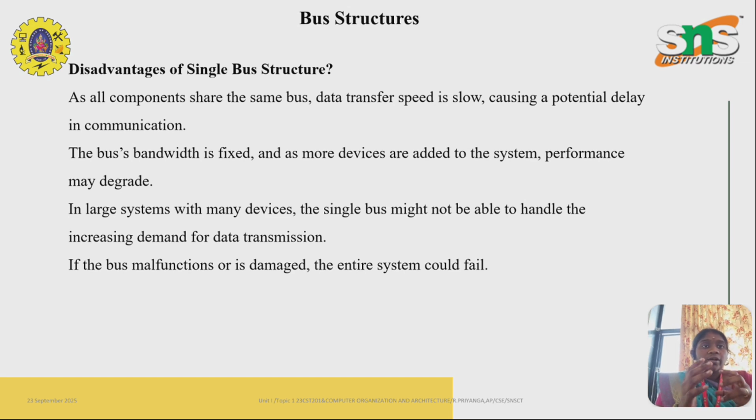It is still used in small embedded systems because of its low cost. A single bus is cheap and simple, but slow. That's the bottleneck. But a multiple bus is expensive and complex, but supports parallel transfers. These are the things that come under the single bus structure.